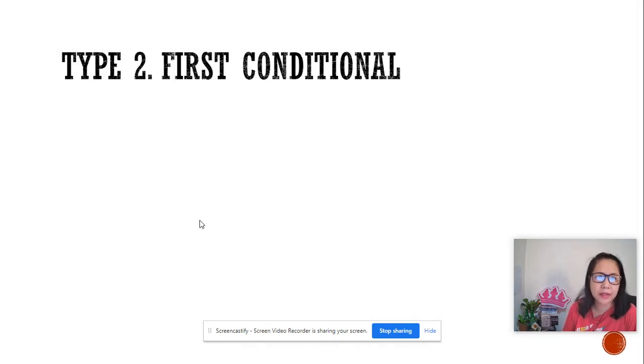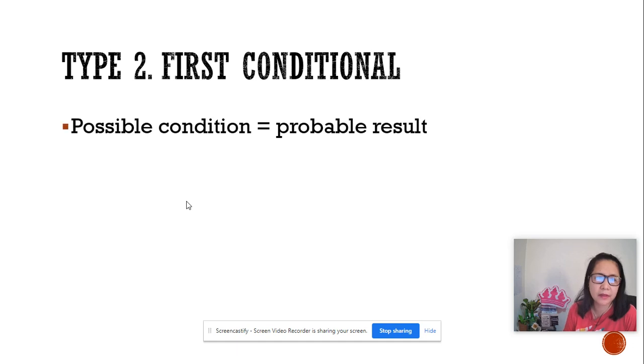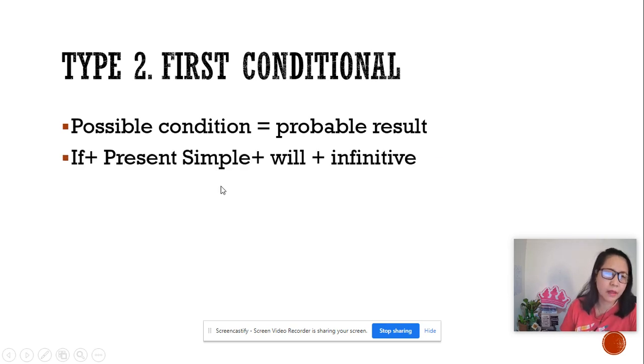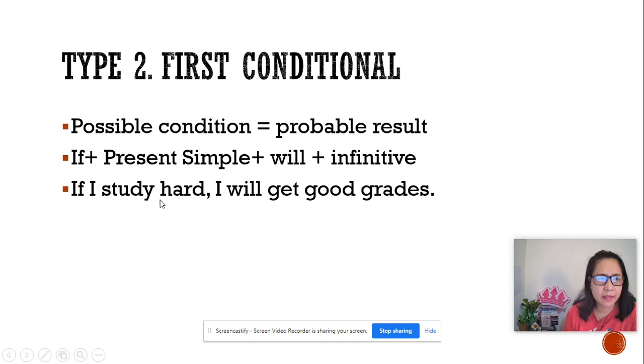The second type is what we call the first conditional. So what is this about? The condition is possible, and so we expect a probable result. It's formed by having if plus present simple, and then will and infinitive. Let's have this example. If I study hard, I will get good grades. The condition clause has present simple study, and then plus will plus the infinitive verb, which is get.